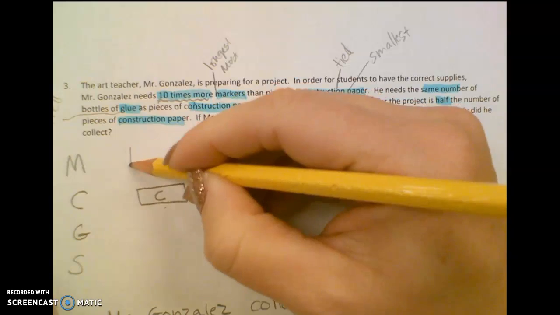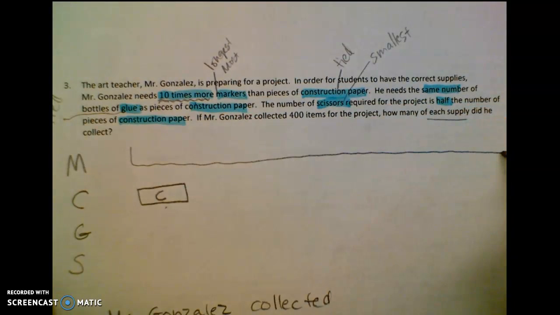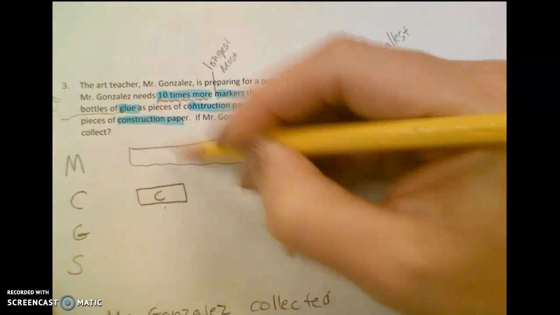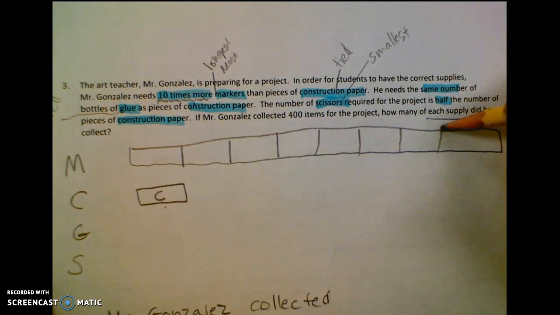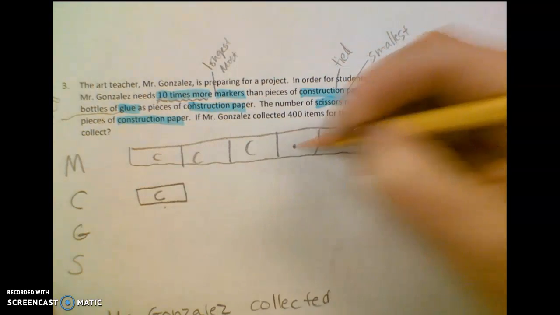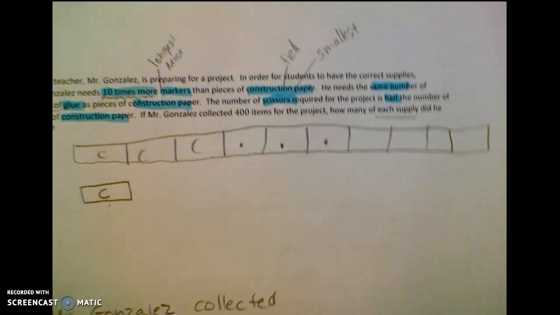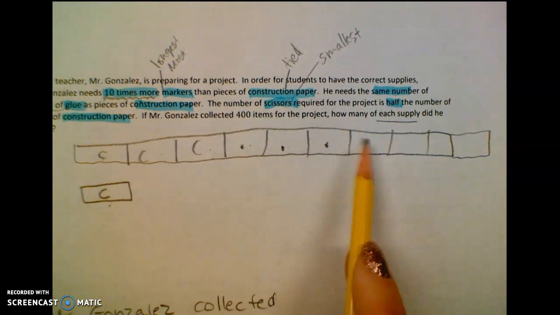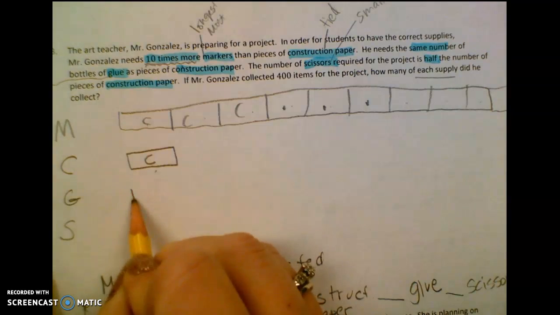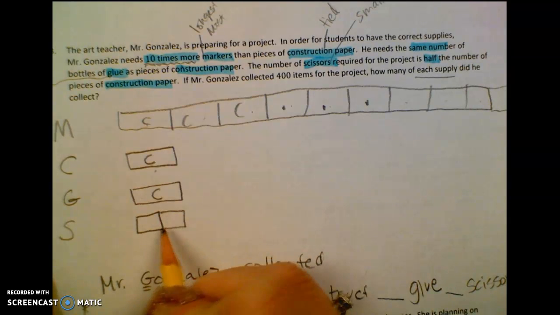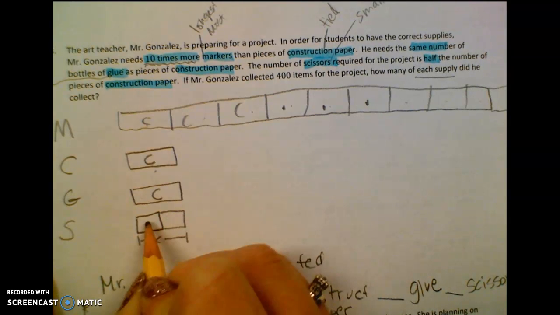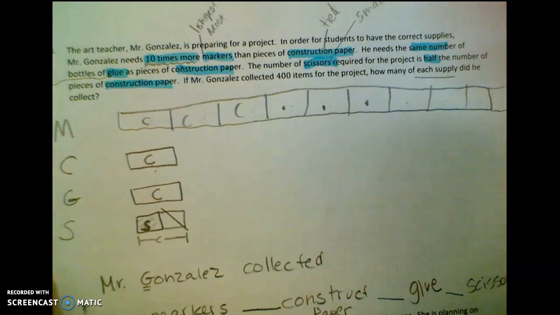If you're back, it tells me that you have your markers drawn, and it should be pretty long because it's 10 times the amount of this. So I need 10 of these in here. And we could put C, C, but we're lazy, so then we could say dot, dot, dot, and so on. We know all of those are C's. Glue is going to be the same. And then scissors is going to be half of a C. So we could say this is C, but in here this is an S. And we really only have half of it. So this one we don't really have.